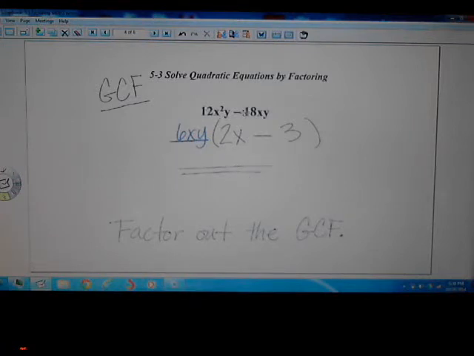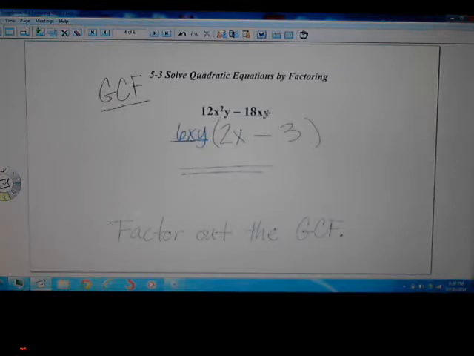I need to know what divides into both 12 and 18. Greatest number? 6. Okay, so I have a 6 here. What variables do I have in common in both of these? Well, I have an x squared. I have an x. What's the most x's I can take out here? Well, I couldn't take out 2. I don't have 2 x's here. I only have 1, so I can take out an x out of both of them.